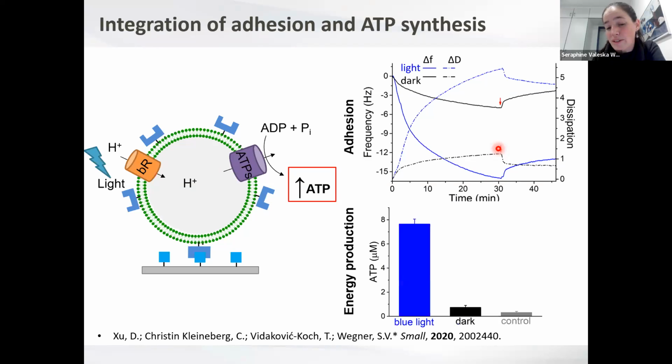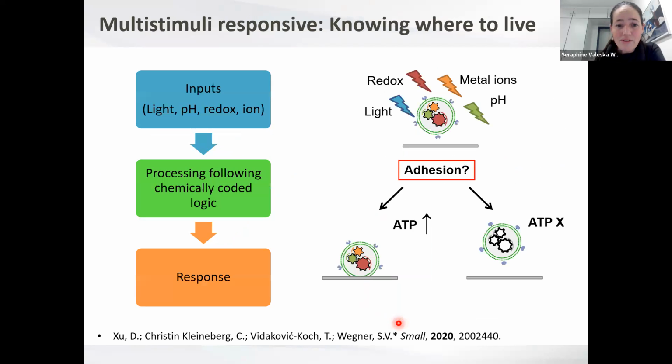So these vesicles are able to bind to these surfaces under light, where they should also be able to synthesize ATP, and this we can confirm by analyzing the ATP production on these surfaces, and we see substantially higher ATP production under blue light than in the dark. And so we here have a synthetic cell that basically can take multiple inputs from its environment, can process them through chemical functionalities, and then respond to a combination of these.